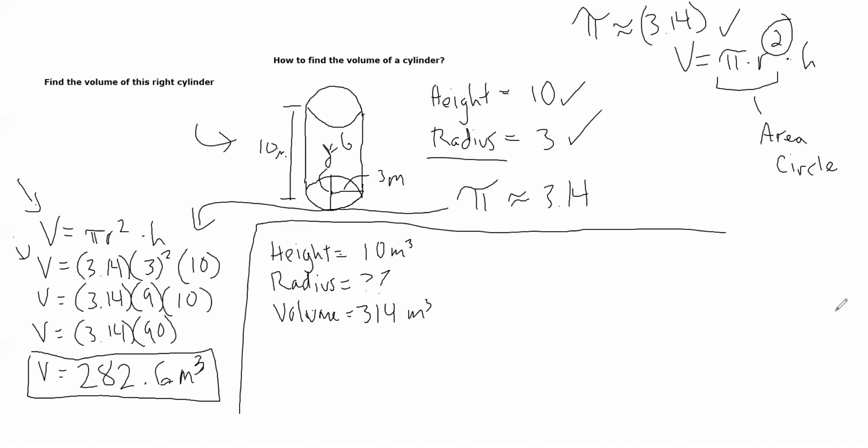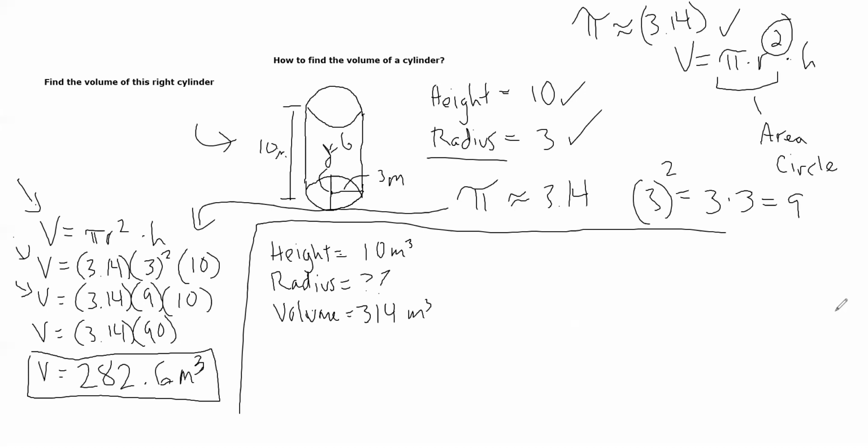Volume is equal to 3.14 times 3 squared times 10. Now, in case you don't remember, 3 squared is the same as saying 3 not times 2, but times itself: 3 times 3, which is why it's 9. 3 times 2 is 6. 3 squared is 9. There's a difference. Now, from here, we have volume is equal to 3.14 times 9 times 10.